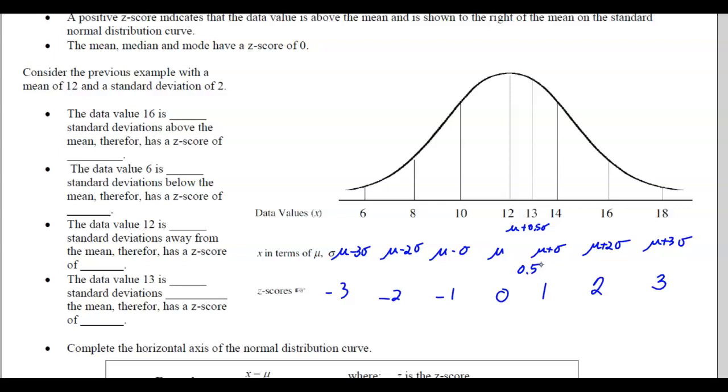So the data value of 16 is 2 standard deviations above the mean, so it has a z-score of 2. Data value of 6 is 3 standard deviations below the mean, so the z-score is -3. 12 is the mean, so the z-score is 0. 13 is 0.5 standard deviations above the mean, therefore it has a z-score of 0.5.